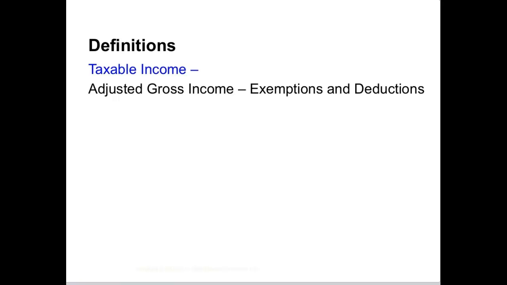All right. So now we get to the definition of taxable income. This is literally your income that is taxable. It's the income that the federal government will tax you on. And the way we calculate that is we take your adjusted gross income, we subtract exemptions and deductions, and then we have your taxable income.